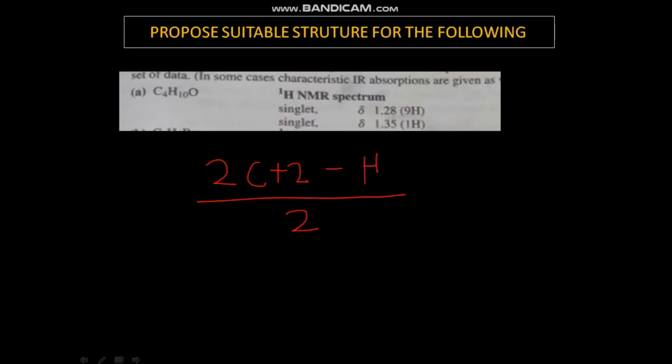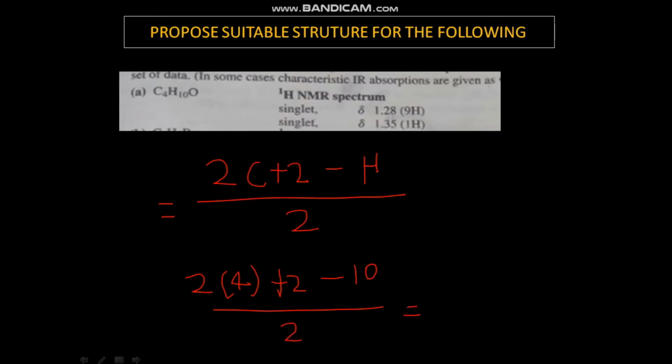What does this C imply? It talks about the number of carbons that are present in the molecule. As far as this example is concerned, there are 4 carbons. Therefore 2 into 4 plus 2, and there are 10 hydrogens. Therefore minus 10, divided by 2.